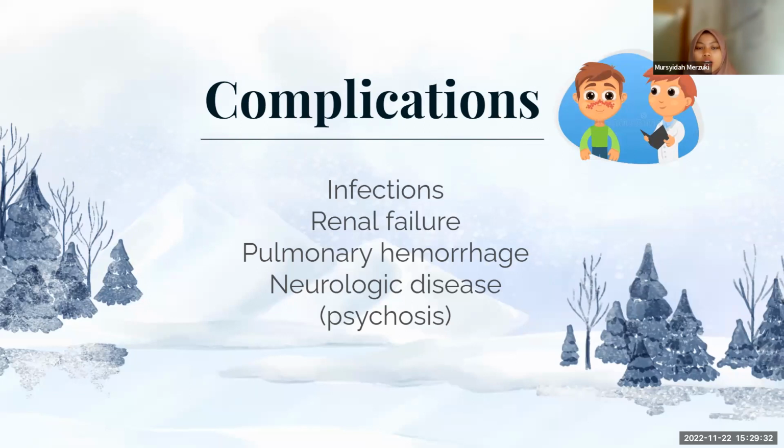Second is renal failure or any organ failure. Because we know in SLE there is ongoing organ damage. So over time, the organ may become more damaged and lead to organ failure. Also there can be pulmonary hemorrhage or neurological disease, but this one is a rarer complication.